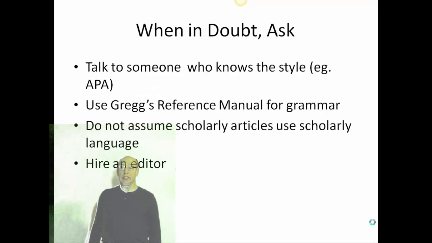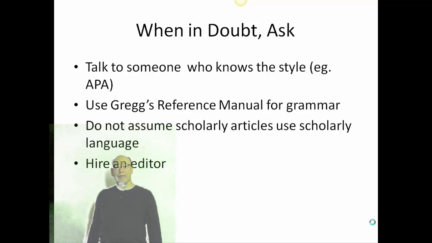And by all means, when you have any doubt at all, ask someone, because you don't want to guess. Talk to someone who knows the style. If you have grammar problems, you can consult the Gregg Reference Manual, which is a great resource for grammar. And as I started out to say, don't assume all articles are written in scholarly language. They're not. Scholars, frankly, are terrible writers. But you can improve, and you should learn to improve.